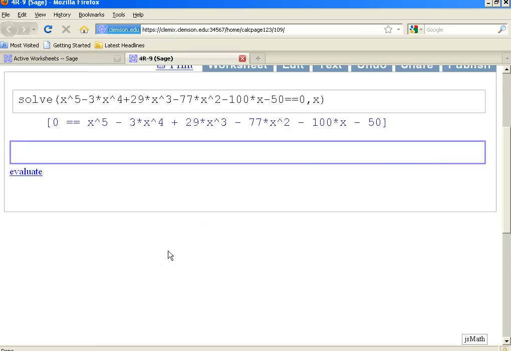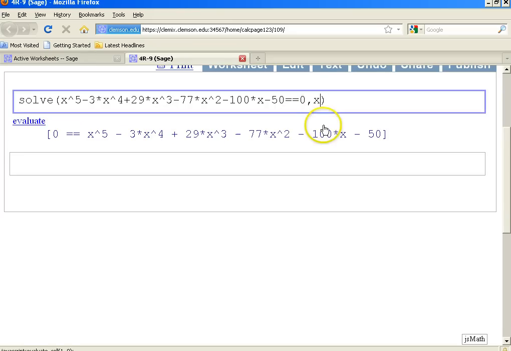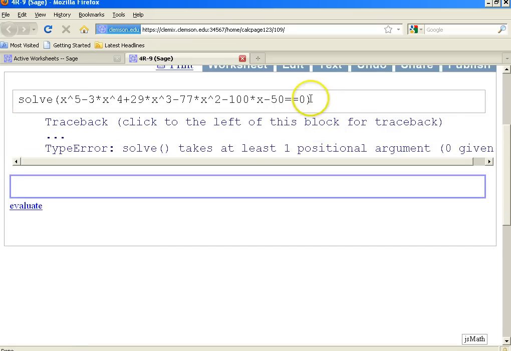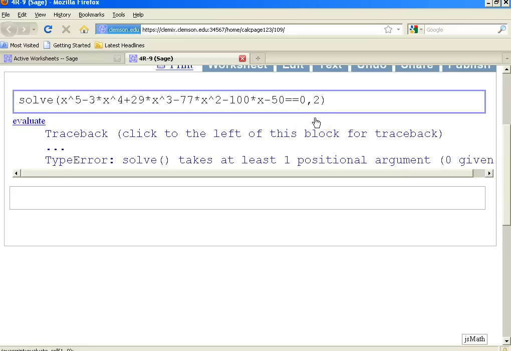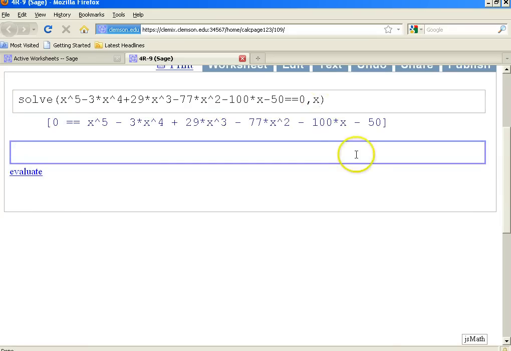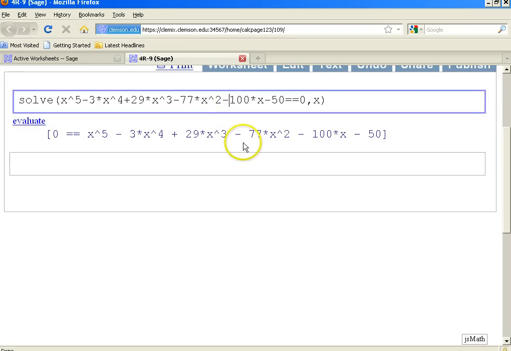It's on the website, sagemath.org. It says everything. Uh-oh, what did I do? Wait, hang on. Did I type this wrong? Yeah, you have to say comma x, right? Wait, did I type it wrong? X to the 5th minus 3x to the 4th, right? Plus 29x cubed minus 77x squared plus, aha.